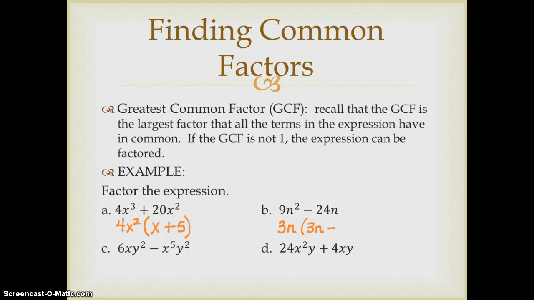Minus, finish out my binomial here, what will I multiply by 3n to make 24n? Well, to get 3 to be 24, 3 times 8 would make my 24. And then to multiply n to make n, I just need a 1. So that's actually going to finish up my binomial there, 3n minus 8. And that's how you remove the greatest common factor from both of those.